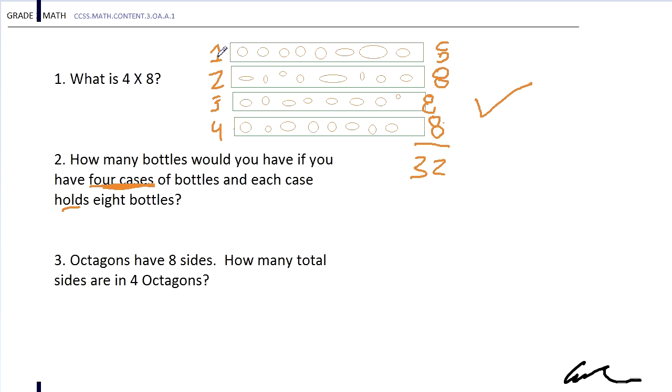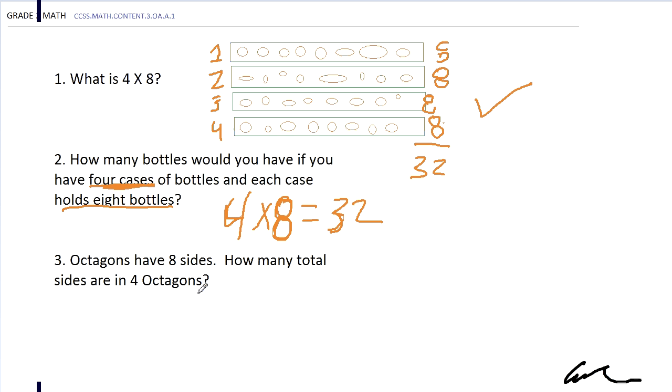Essentially you can think of these as cases, so this is really 4 cases, multiplied by 8 bottles for each case, and this gives us 32. And my pen is a little shaky today, but that's essentially it.